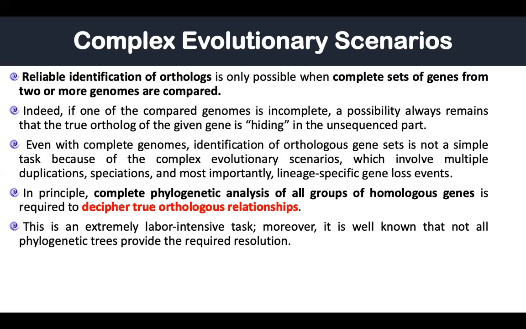So this is what I meant. If you really want to do a really in-depth phylogenetic analysis, it is very important to analyze a lot of groups of homologous genes. So you cannot just compare a few genomes, maybe 4 or 5, to be able to arrive at a very accurate understanding of what has happened.